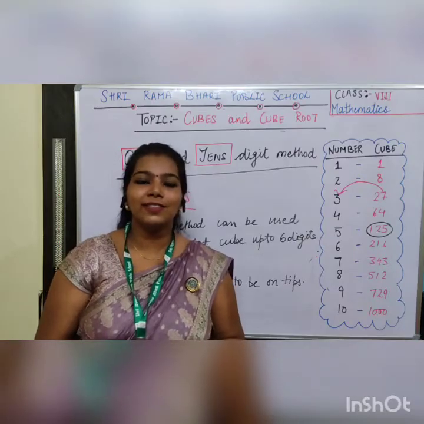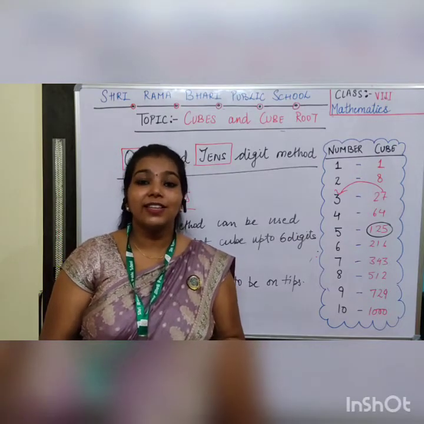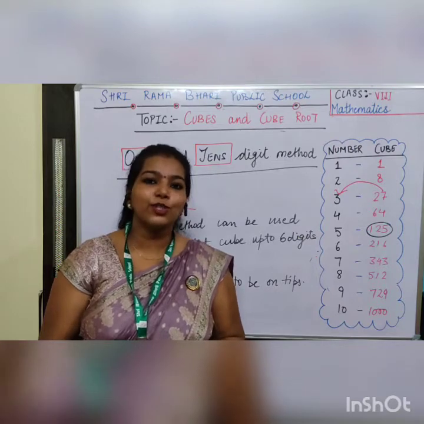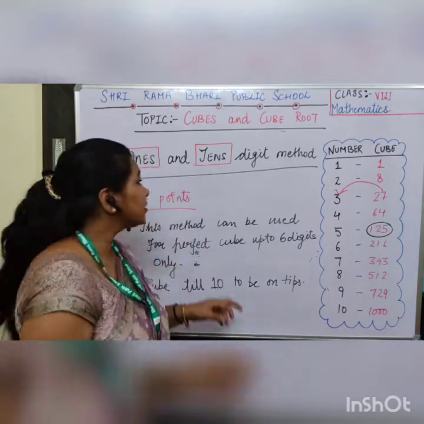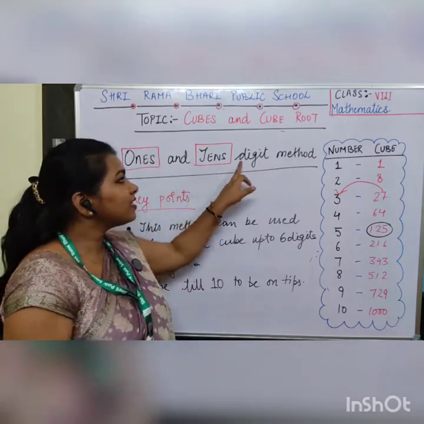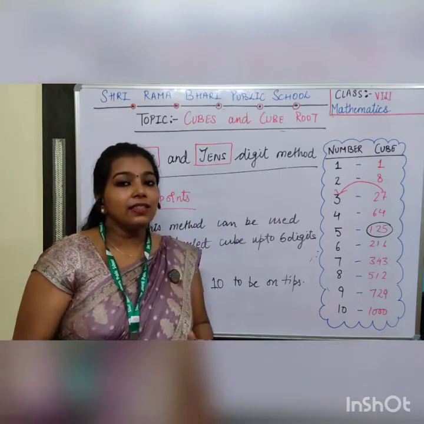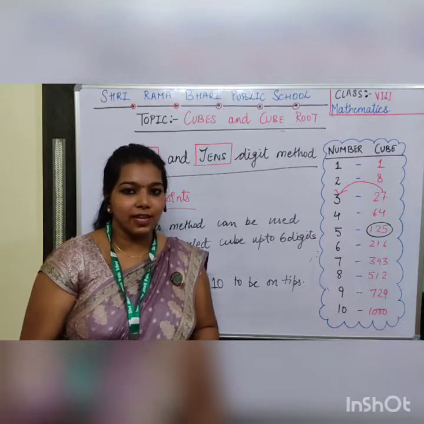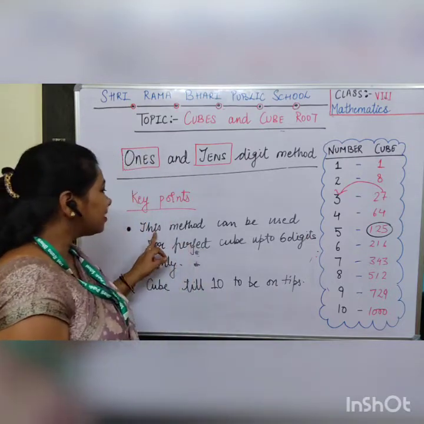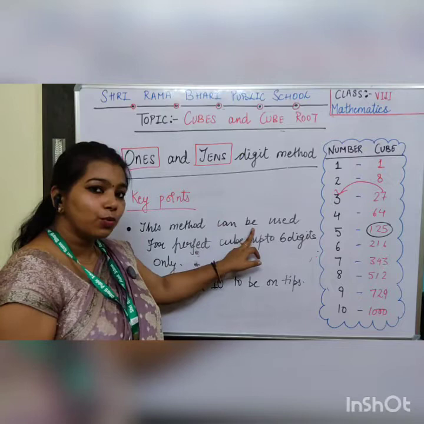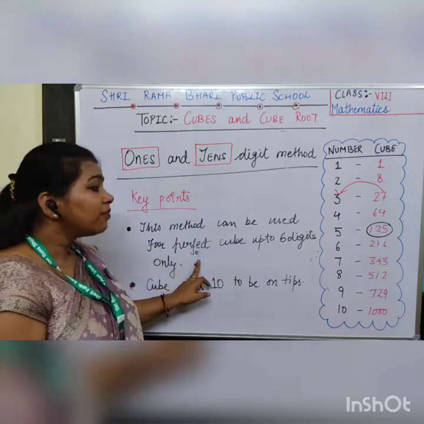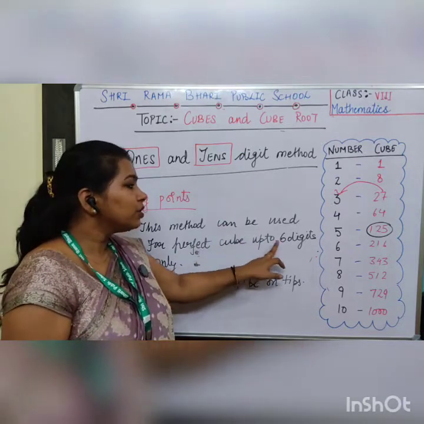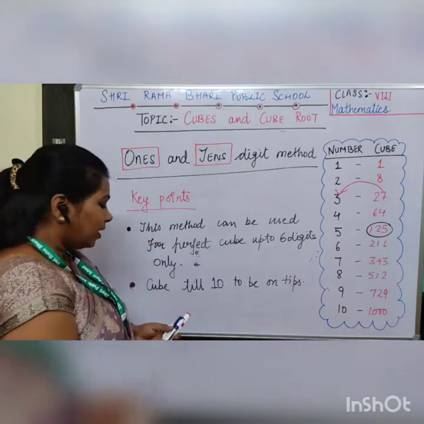Good morning dear students. Today we are going to discuss a new method to find the cube root, and the method is the ones and tens digit method. While using it, we have to keep a few points in mind: this method can be used for perfect cubes up to 6 digits only.